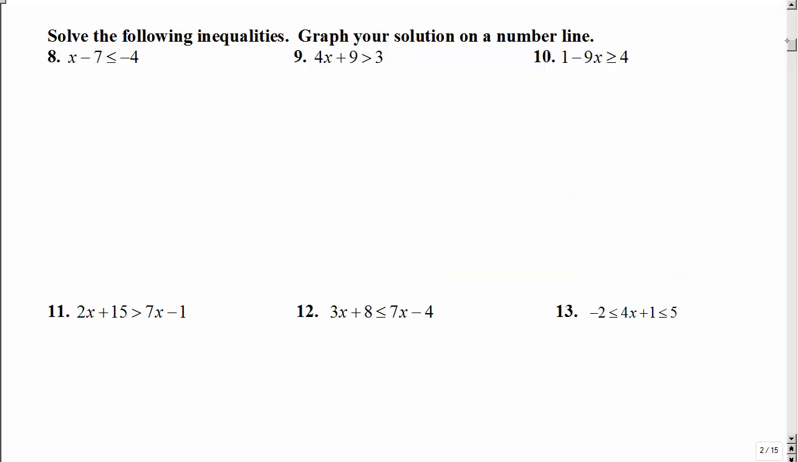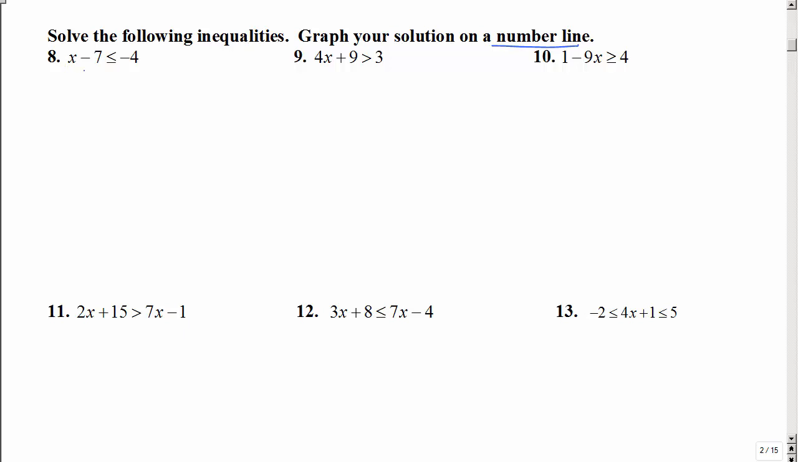Part 2, we're going to be solving inequalities, and we want to graph our solution on a number line. I believe on the final exam the number line will be drawn out for you. You will just have to shade it in. You treat inequalities just like equations except for one small little detail, which we will get to.